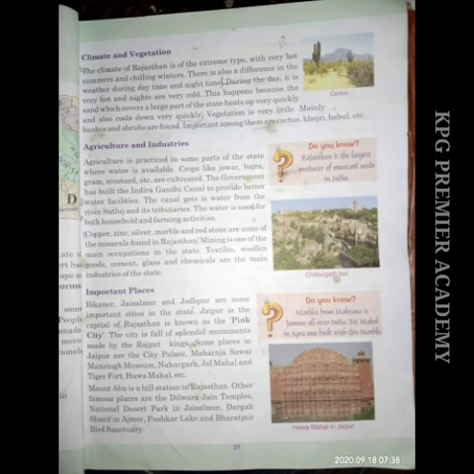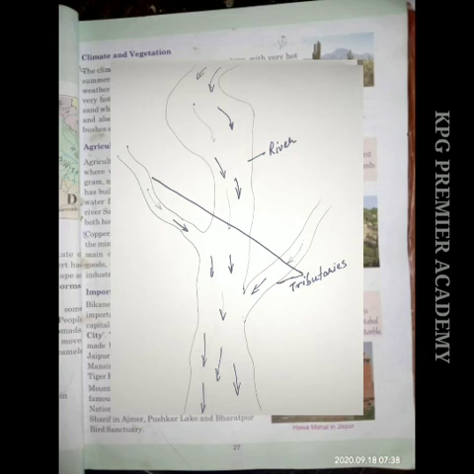Okay, the government has built the Indira Gandhi Canal to provide better water facilities in this region. Okay, so if you are asked where is the Indira Gandhi Canal, you can say that Indira Gandhi Canal is in Rajasthan, right? The canal gets its water from the river Satluj and its tributaries. In this diagram, you can see a river in the middle.